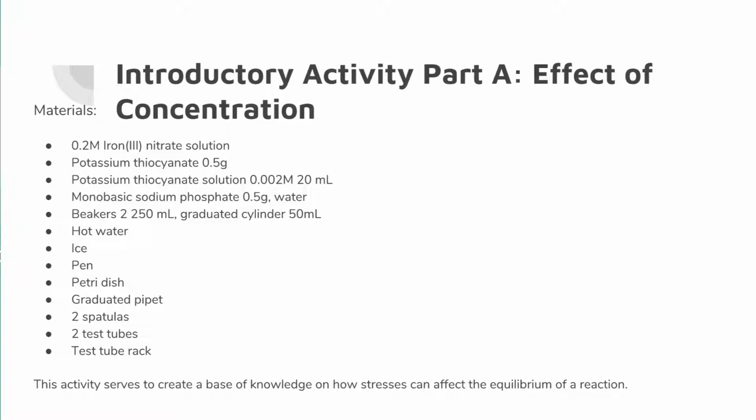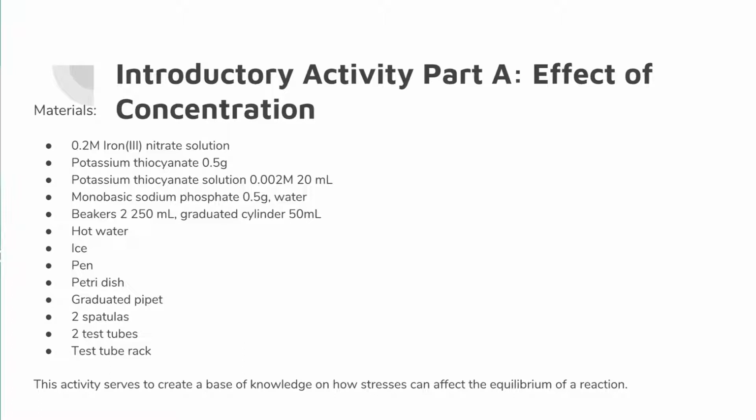So the materials for the introductory activity part A, which is the effect of concentration on equilibrium, you will need 0.2 molar iron 3 nitrate solution, potassium thiocyanate 0.5 grams, potassium thiocyanate solution 0.002 molar and 20 milliliters of that, monobasic sodium phosphate 0.5 grams, water, 2 beakers of 250 milliliters and a graduated cylinder of 50 milliliters, hot water, ice, pen, petri dish, graduated pipette, 2 spatulas, 2 test tubes, and a test tube rack.